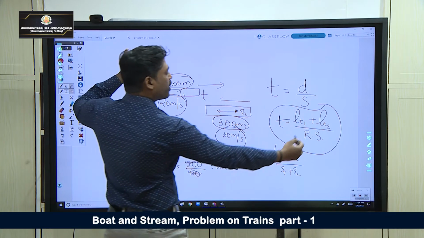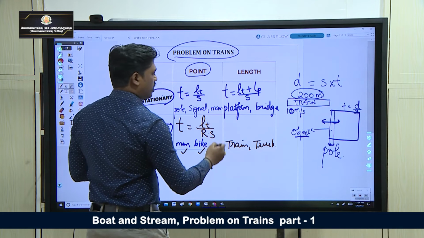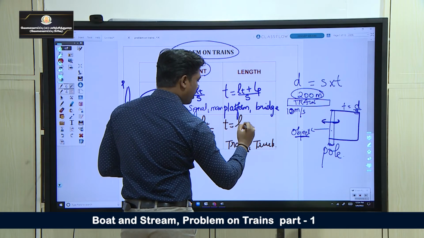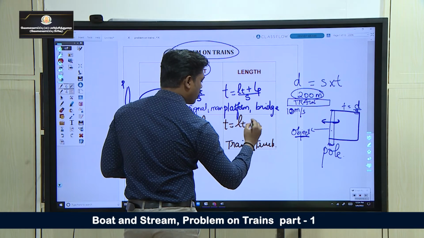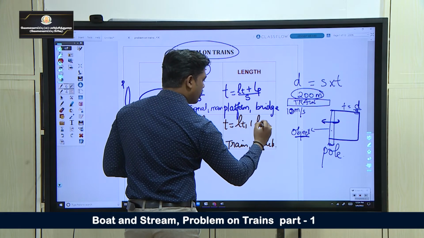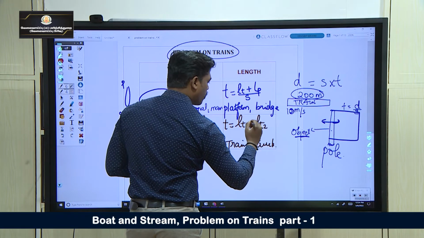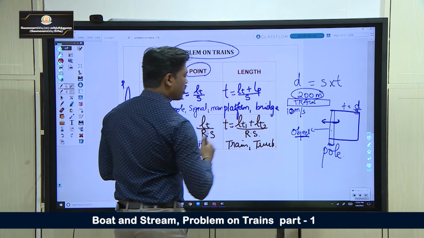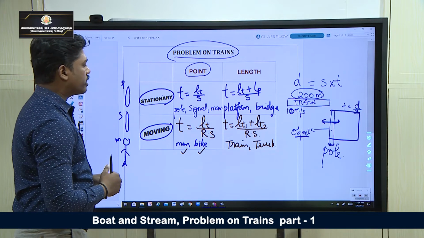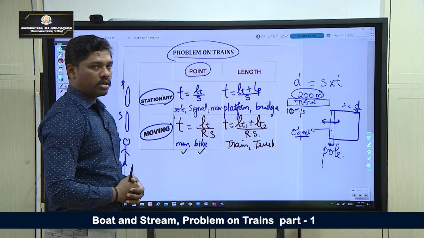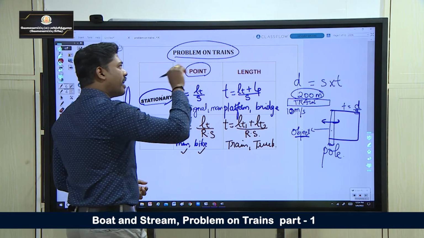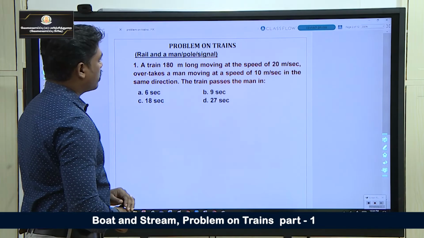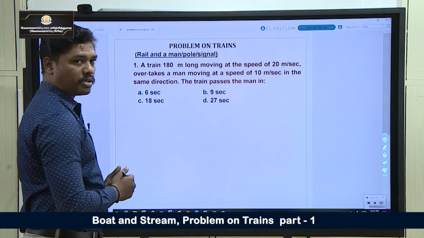So the formula used here, look at here, is time is equal to length of train 1 plus length of train 2 divided by relative speed. Okay. These are the four formulas. Based on this we can solve any problems based on trains. Is it clear? Now we can move on to the problems here.